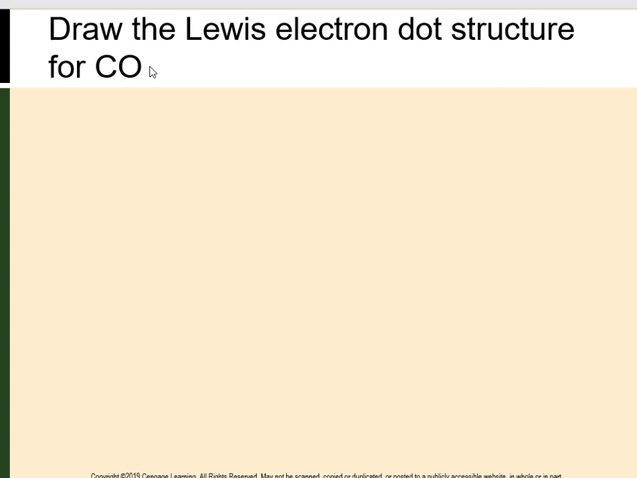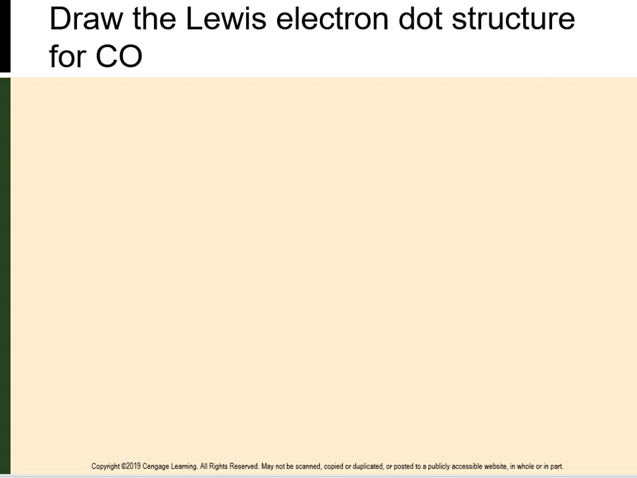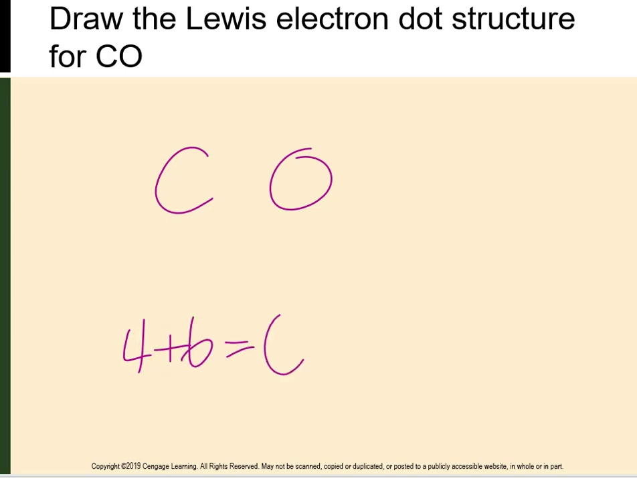See if you can write or draw the Lewis structure for carbon monoxide. All right, well, since we only have two atoms here, C and O, we know that we have 4 valence electrons for carbon and 6 for oxygen. So we need to account for 10 valence electrons. Let's just set it up like this first.